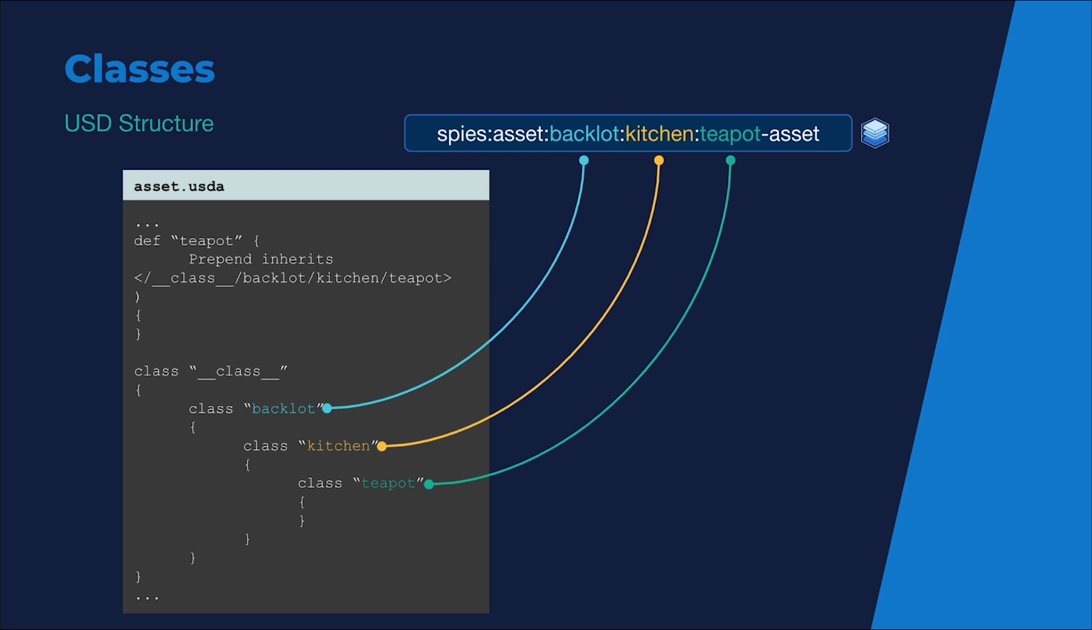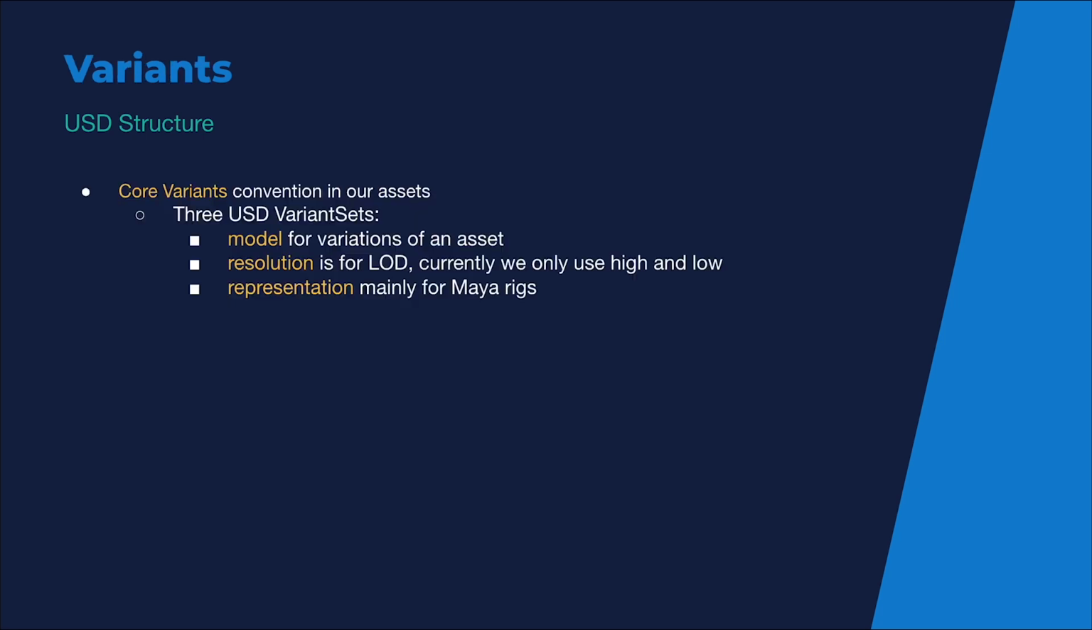All of our assets inherited from class prims. These class prims we organized based on the tokens of the PRI from each asset entity.